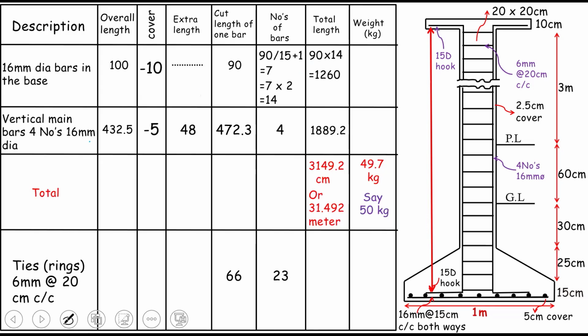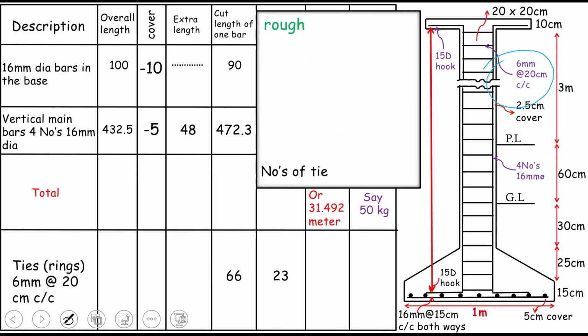Now, as you can see, the cut length of one is known, which is 66. Now, the number of bars, it means the number of ties, that is 23. How 23? It's also very simple, okay? What you have to do is divide the height of the column, or the length of the column, from the base till the slab, by the center to center distance of the ties. And the center to center distance is known, which is 20 centimeters. You can see that in the diagram.